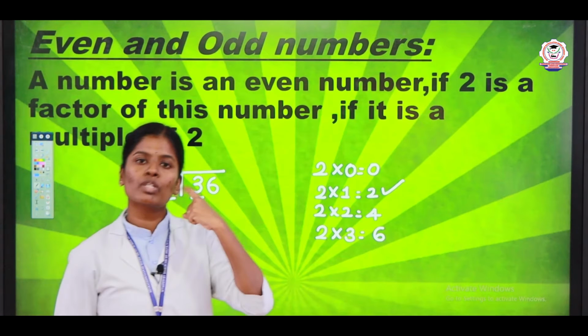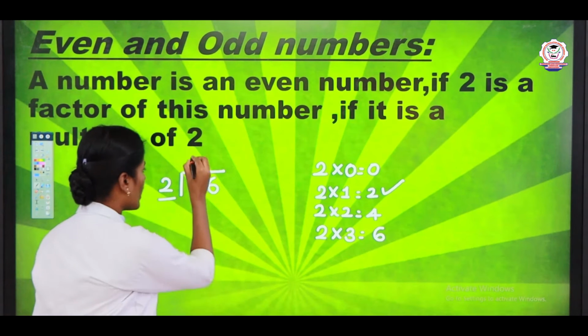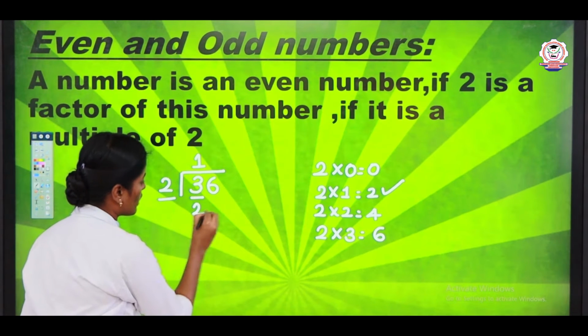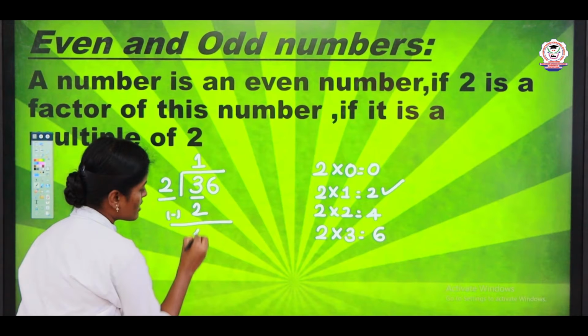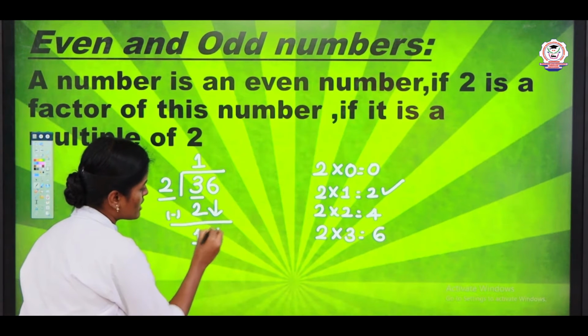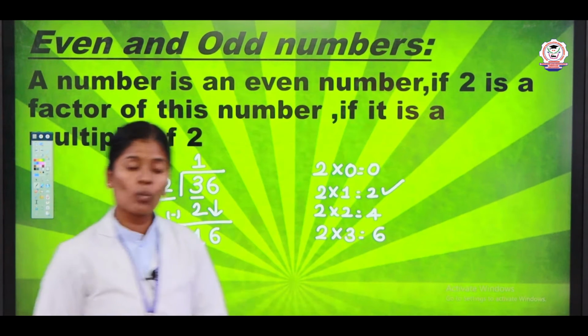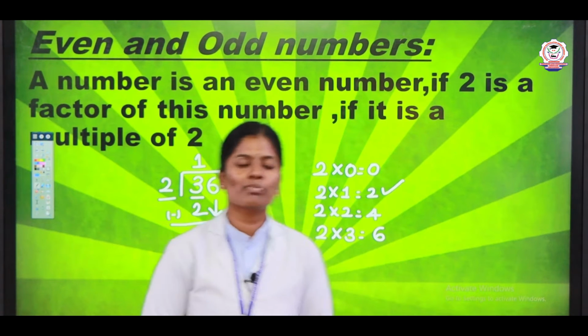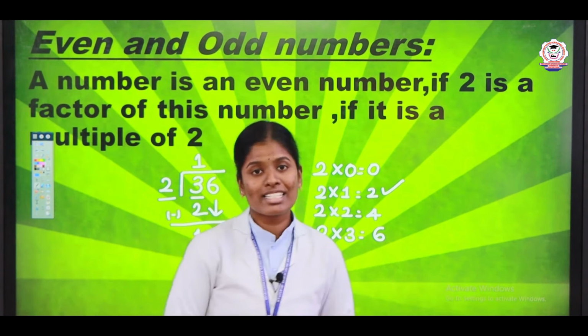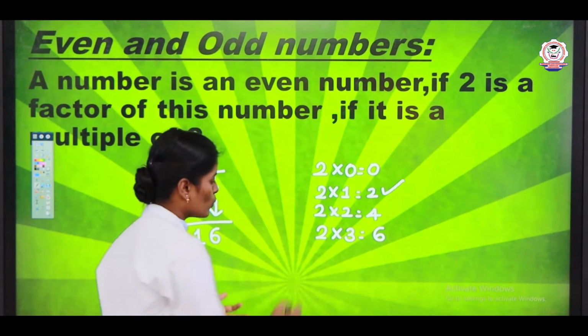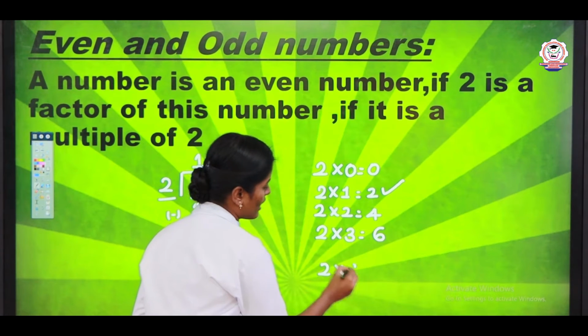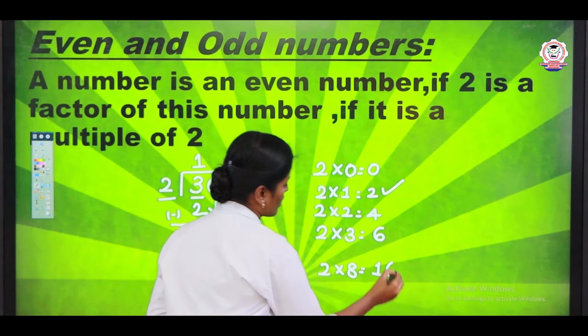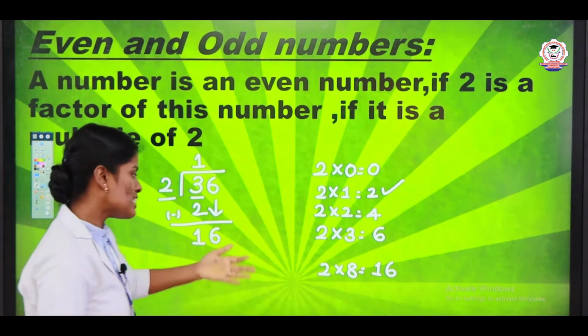Totally how many times? 1 time. Right? 1 two is 2. Now 3 minus 2, the answer is 1. Then we bring down 6. Again you check whether the 2 table has 16 or not. Yes, 16 is possible in the 2 table. 2 eights are 16. So already 2 is there, 16 is there.